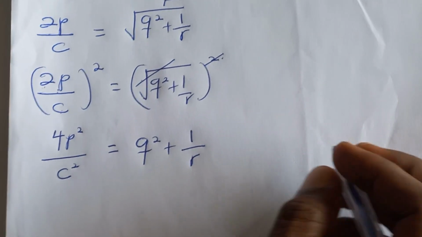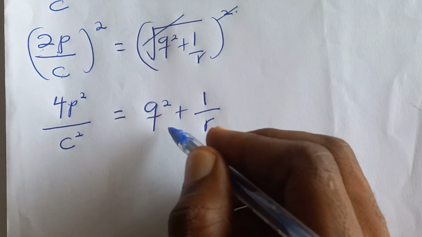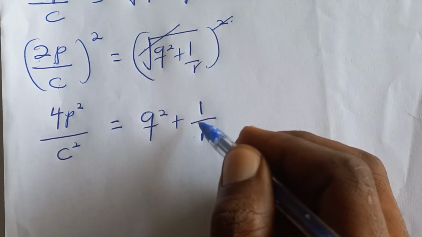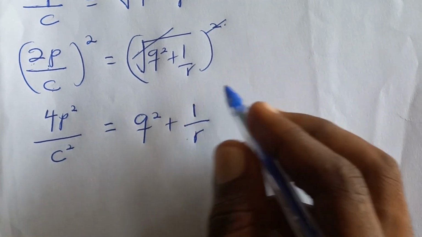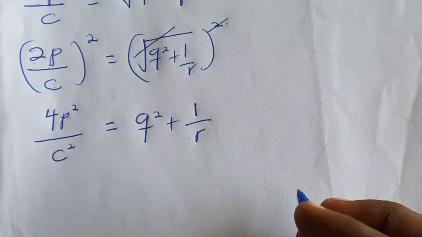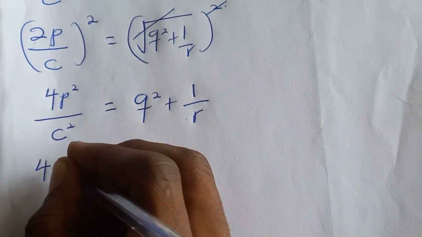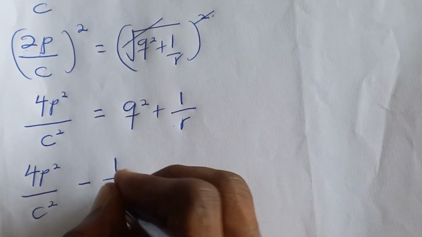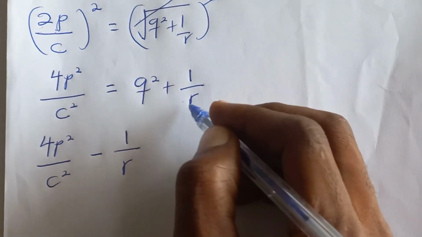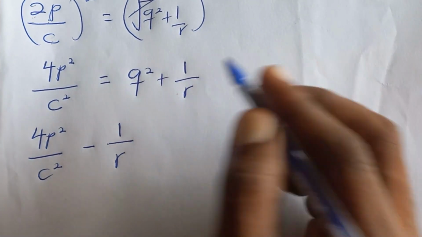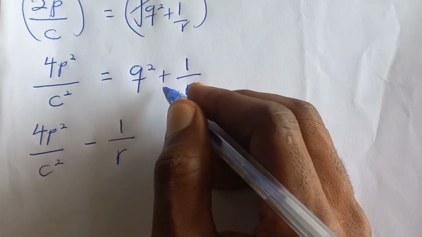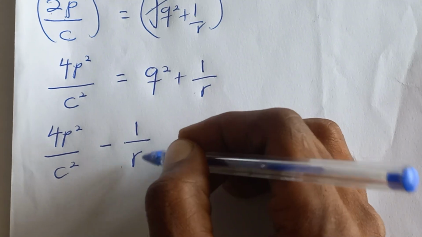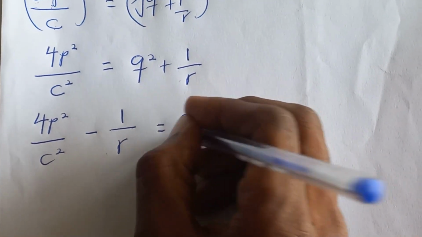Good. As I said, our main objective is to make q the subject. So for this, we can send 1 on r to our left hand side. So the equation becomes 4p squared on c squared minus 1 on r. You know that 1 on r on our right hand side was positive. So bringing it to the left hand side becomes what? Negative. So which is equal to q squared.